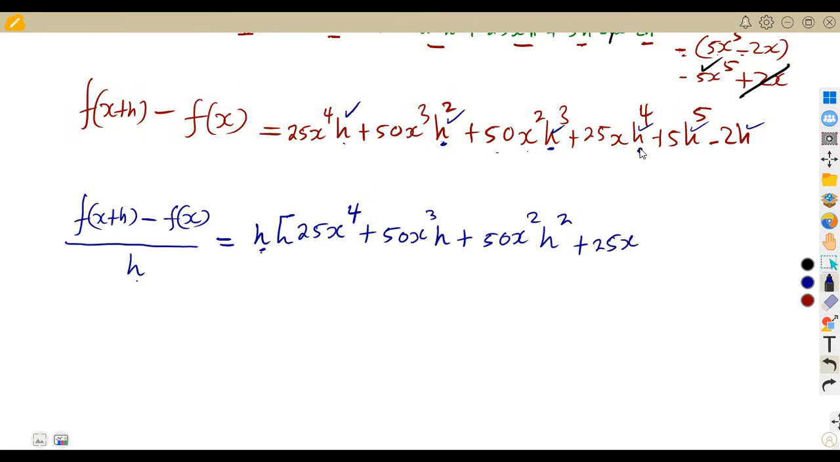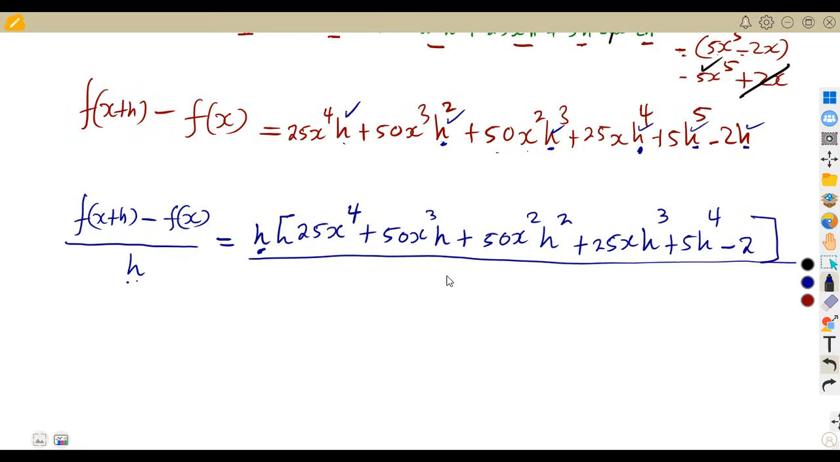25x, we divide h to the exponent of 4 by h, it is going to be h to the exponent of 3. Here there are 5 of them, so it's going to be 5h to the exponent of 4. Here it's only 1, so if we divide h by h, it is going to be -2. So that is what you're going to have. And everything is over what? Is over h, like this. So that means here the h and the h is going to cancel. This is what we are going to remain with in place of our f of x plus h minus f of x over h.